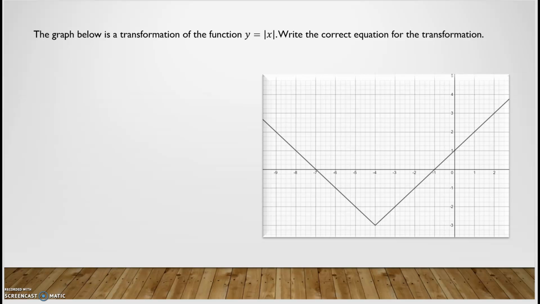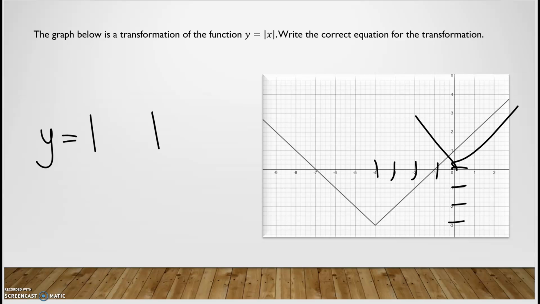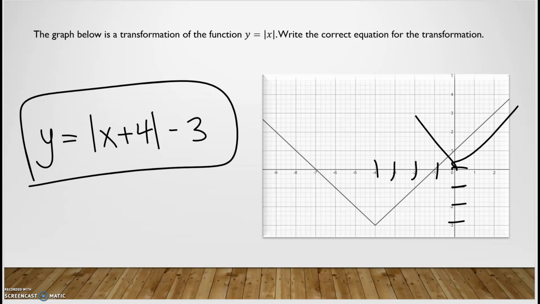And then let's look at this one, the absolute value of x. We know the absolute value of x starts right here at 0. It looks like we've moved over 1, 2, 3, 4 units, and then down 1, 2, 3 units, okay? So y is equal to the absolute value. Now we went to the left, so this is going to be x plus 4. And then we went down, so minus 3. And that would be our equation for this transformation.